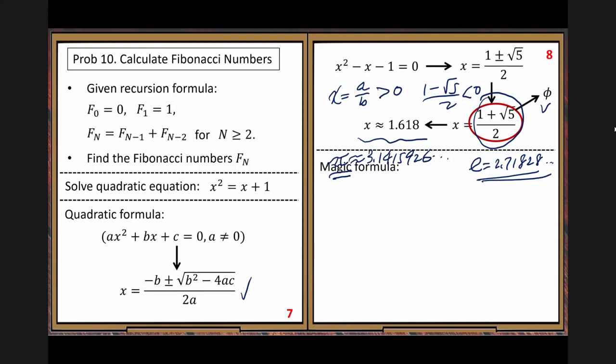Here, let me give you the magic formula. Our ancestors derived this formula, and we just get it from there. It's the magic formula for the Fibonacci number. Why magic? Because it's hard to understand why the formula looks like this. It's very hard to comprehend this formula.